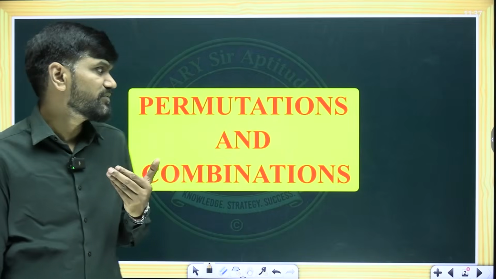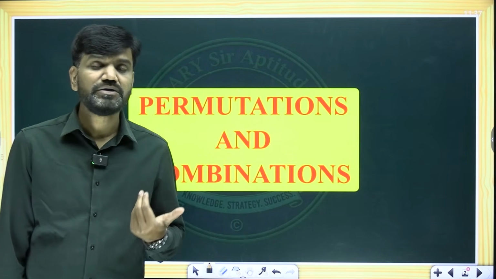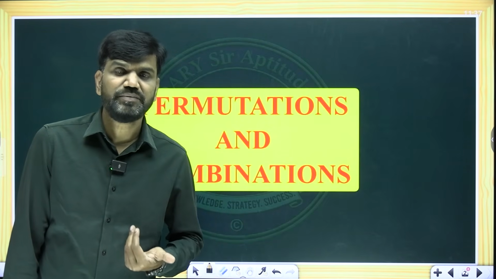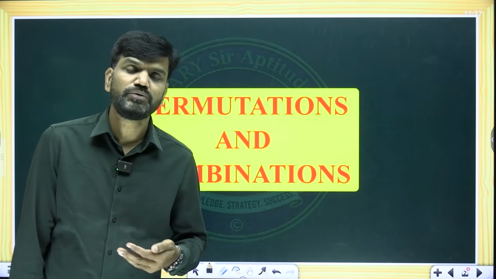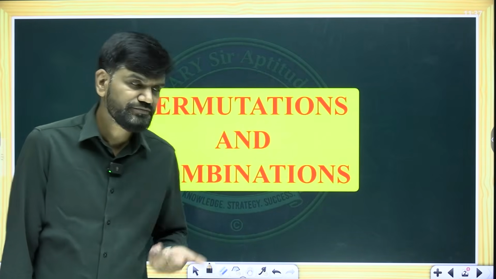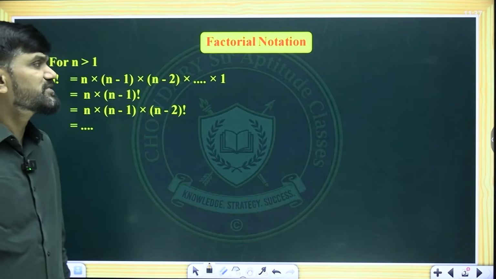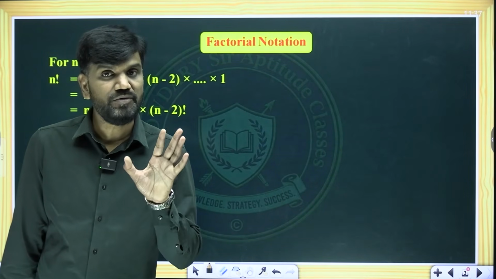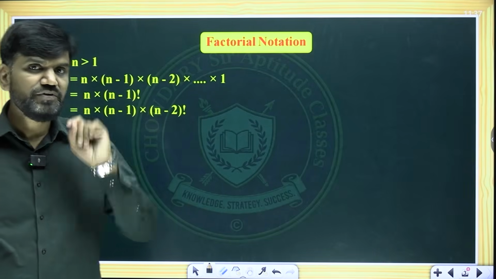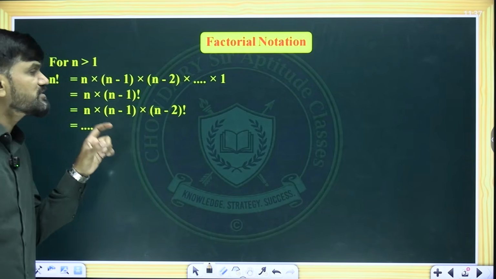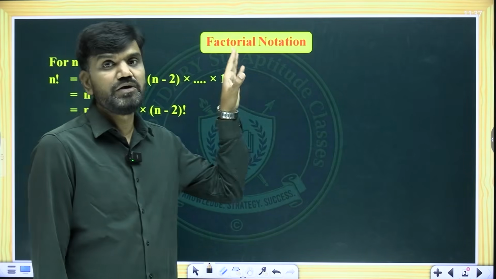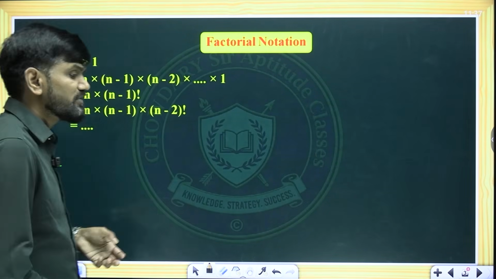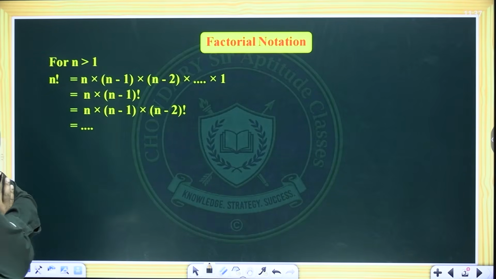Now let's start with permutations and combinations. For you to enter into this chapter, you need to know some very basic things. Let me cover those things first, then I'll take you to concepts one by one. First, let me show you the very basics that you must be aware of in order to enter into the permutations and combinations chapter. The very first thing that you should be good at is the concept of factorial notation, factorial representation. This is the first thing that you should focus on.